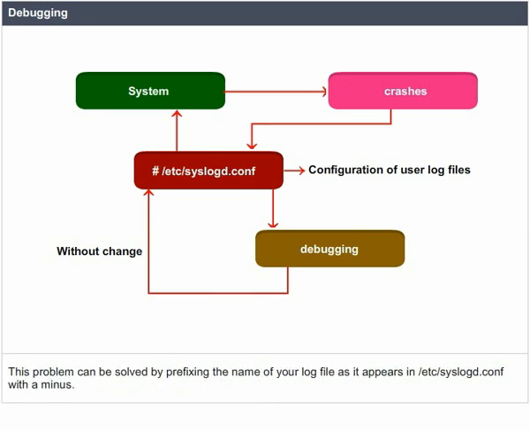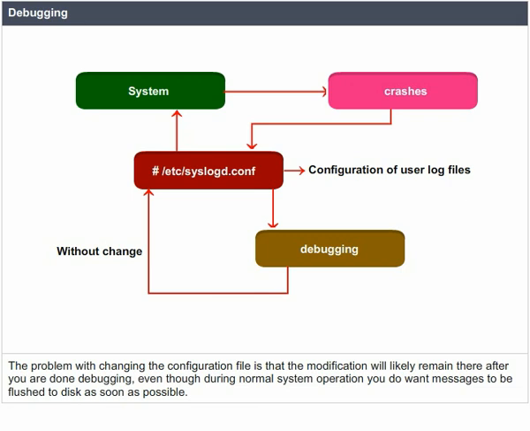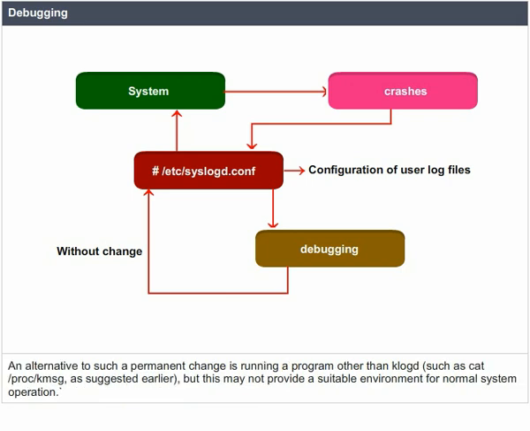This problem can be solved by prefixing the name of your log file as it appears in the /etc/syslogd.conf with a minus. The problem with changing the configuration file is that the modification will likely remain there after you are done debugging, even though during normal system operation you do want messages to be flushed to disk as soon as possible. An alternative to such a permanent change is running a program other than klogd, such as cat /proc/kmsg as suggested earlier, but this may not provide a suitable environment for normal system operation.